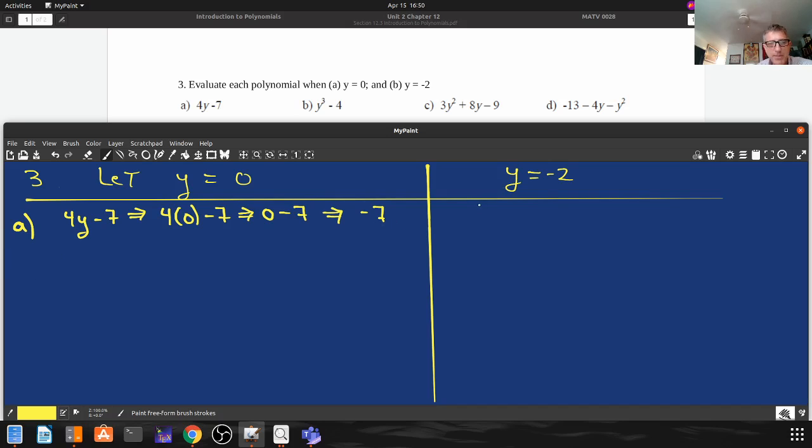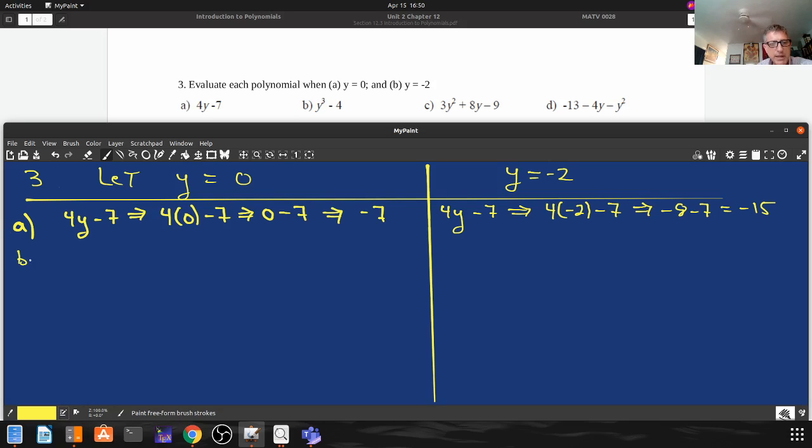So let's do the same polynomial, 4y minus 7, with y equal to minus 2. So here the next step is I literally replace the symbol y with its value. It brings its minus along with it. And then I perform the indicated operation. 4 times minus 2 is minus 8. And then I'm subtracting 7 from that. So the answer is minus 15.